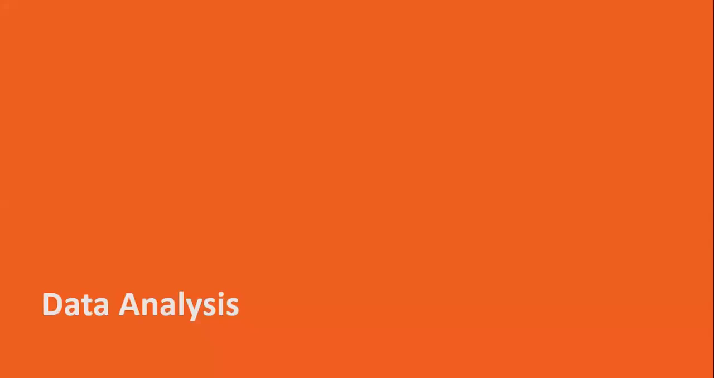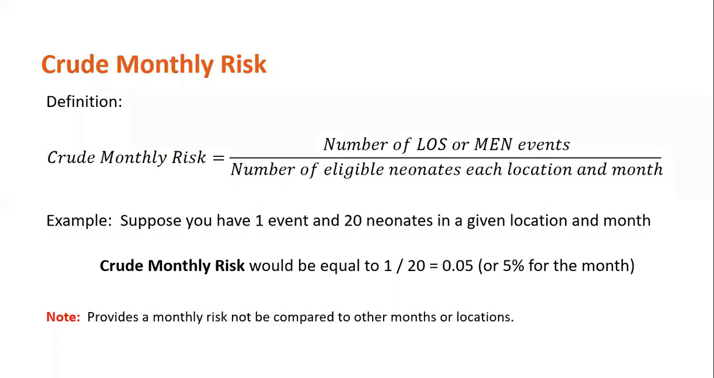Data analysis will be different from other NHSN surveillance events. First, our plans are to provide a metric called a crude monthly risk. This is the number of late onset sepsis or MEN events divided by the number of eligible neonates in each location and month. As an example, if you have one event and 20 eligible neonates in a given location in a given month, the crude monthly risk would be 5%. This provides a snapshot per month and is not meant for comparison to other months or locations.